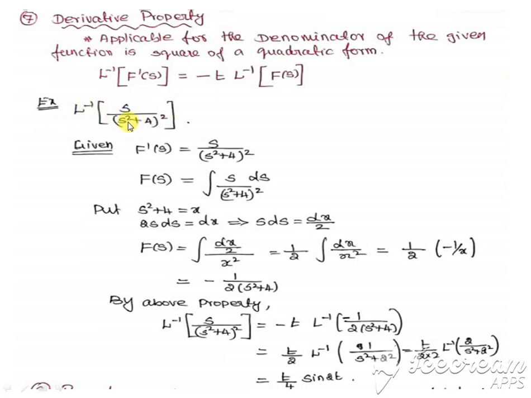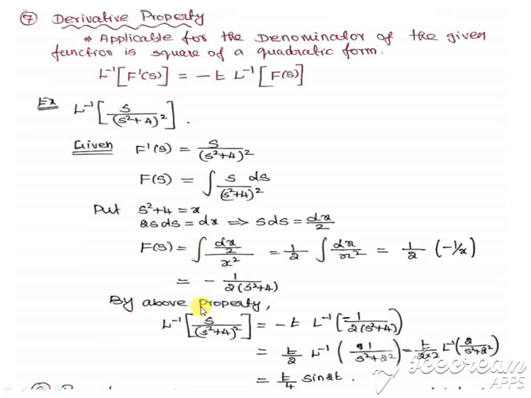This is quadratic form. So we take the given function as f dash of s, and from that we need to find f of s. f of s is nothing but the integration of f dash. So here substitute s squared plus 4 equal to x. Differentiating, 2s ds equals dx, and we need only s ds, so s ds is dx by 2. Replace all of that in terms of x: dx by 2 divided by x squared, take 1 by 2 outside, dx by x squared. Integration of dx by x squared is minus 1 by x. So finally x is replaced by s squared plus 4.